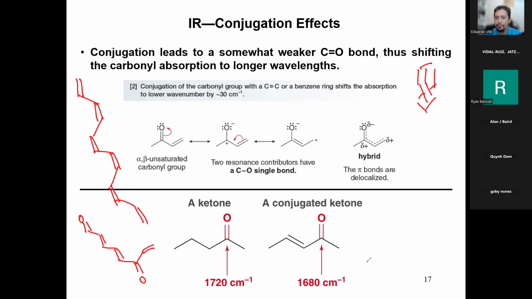Alrighty. So, again, conjugated systems are just alternating single and double bonds. When you have that alternating single and double bond, you create resonance in the structure.